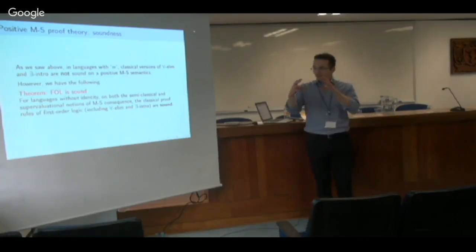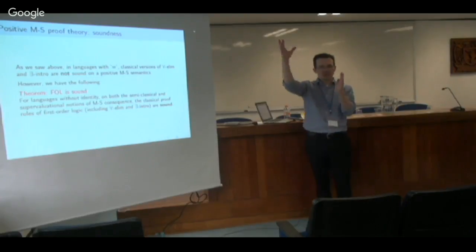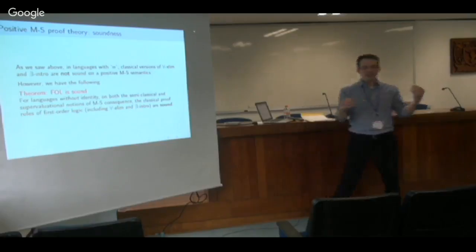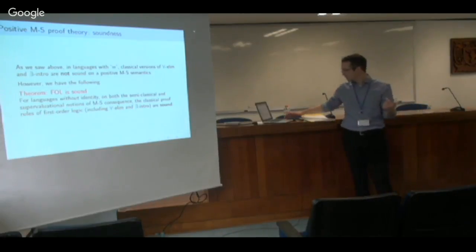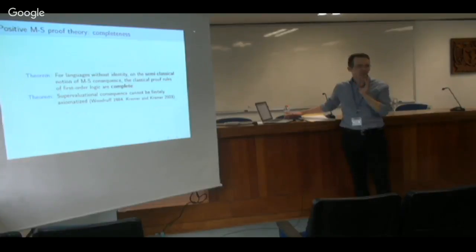that if you pick the right semantics, then we don't have to change the proof rules that we use in classical logic; they will not break down even if we introduce confused terms into our language. And furthermore, if we're talking about the semi-classical notion of consequence, then the classical proof rules of first order logic are complete. So if you go the semi-classical consequence route, then there's no change necessary. Supervaluational consequence cannot be finitely axiomatized, so there's not a completeness possibility there.